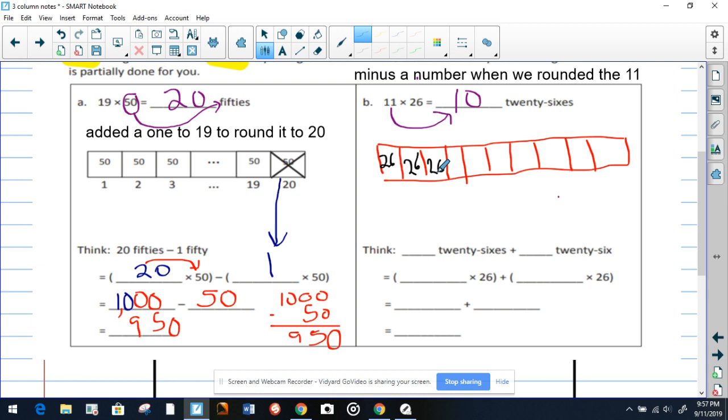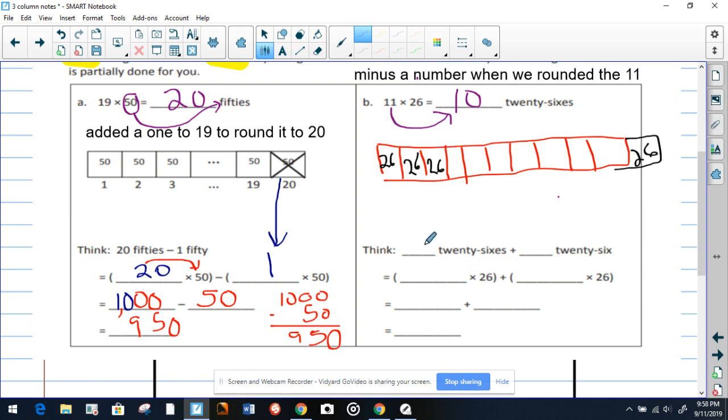Okay, now on this one, do you remember minus a number when we rounded that 11. So on this one, we have to add one more because the original number, remember, it was 11. But we rounded it to 10. That means we minus a number from 11. So now we know that all of these boxes have to be 26, right? So that's going to be added. So you can picture that all 26 inside. Now let's do the bottom portion.